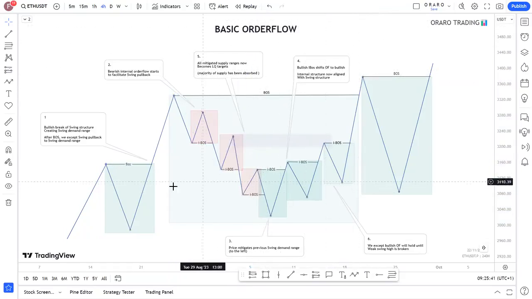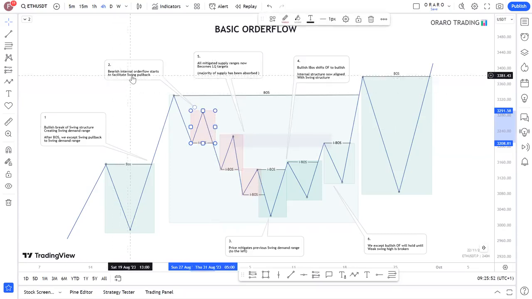So now look at this diagram very well. After a break, the internal structure has to switch bearish, which means all this internal structure has to switch bearish to what? To facilitate the swing pullback. I know now this thing is making sense. With this order flow, you'll be able to understand structure very well.